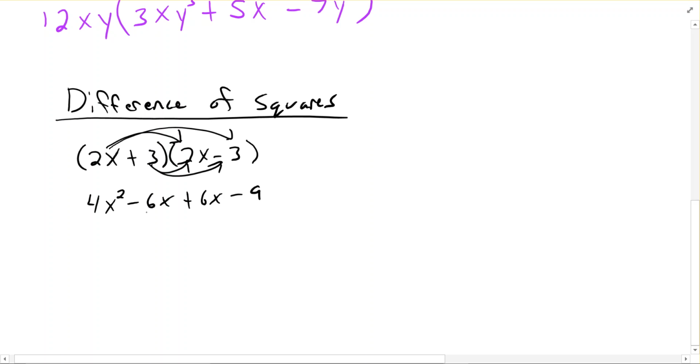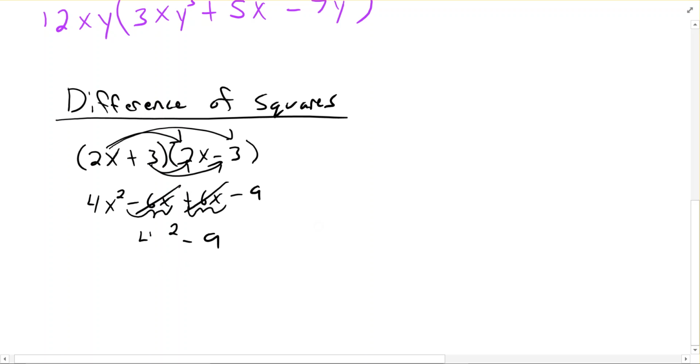And what happens is our middle terms, this one and this one, cancel. Negative 6x plus 6x, they're gone. And what we end up with is 4x squared minus 9. This is what's called a difference of squares. And the reason why it's called a difference of squares is because, if you think about it, this one's a perfect square, 4, right? 2 times 2 is 4. This is a perfect square, x squared comes from x times x. And then 9 is a perfect square. And we're subtracting them. That's why it's called a difference of squares.